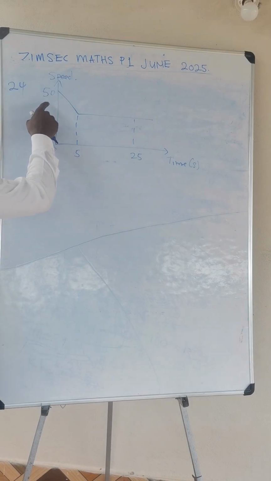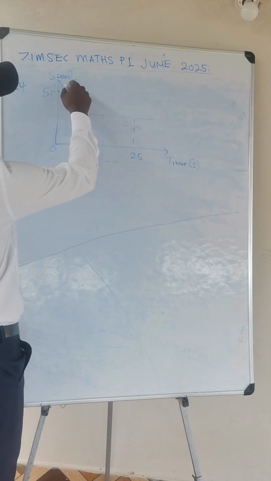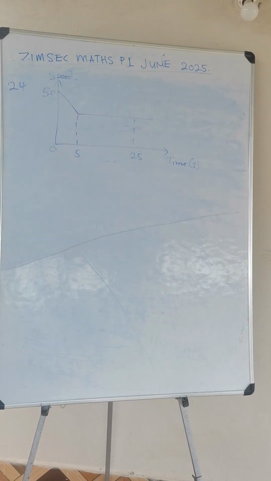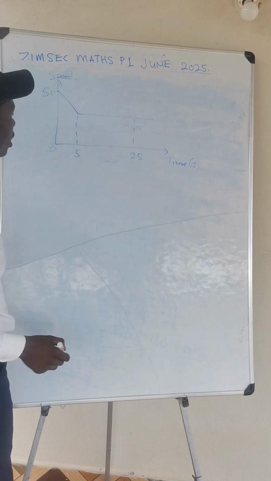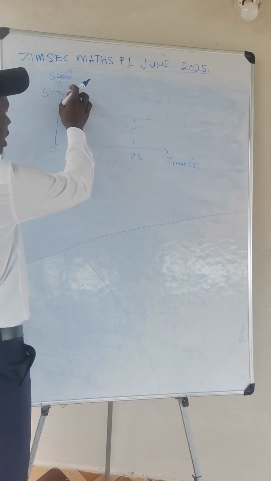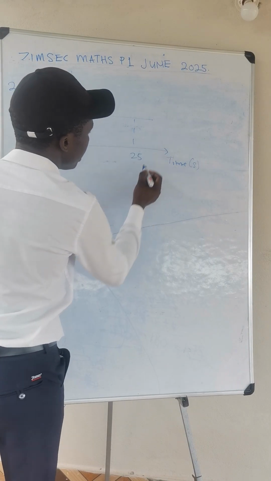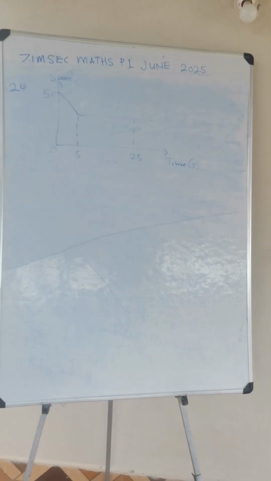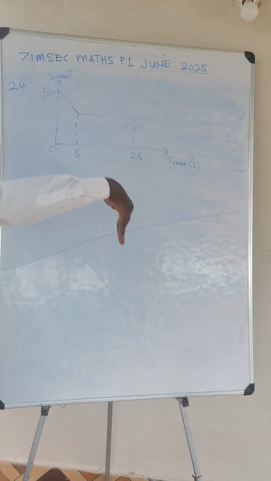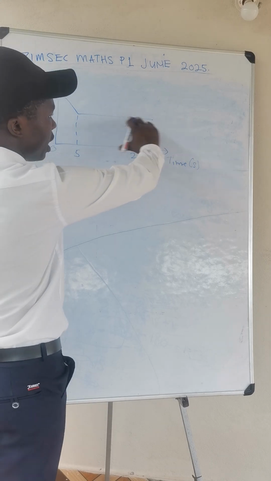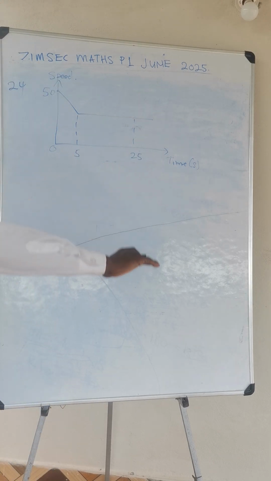So if this is speed, speed is in meters per second. If our speed starts from 50 and it is decreasing, it means our object is decelerating. Then at this stage, it is moving at a constant speed because it is not changing. So it's a constant speed, uniform acceleration.